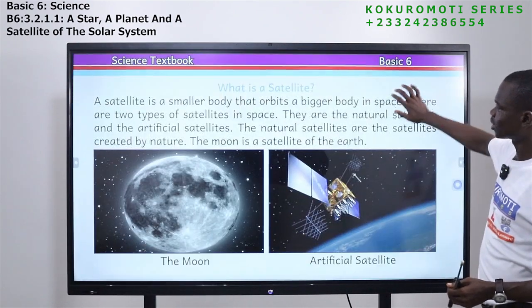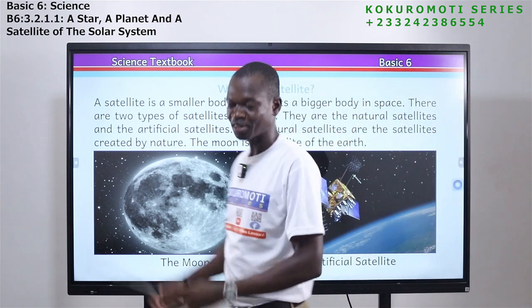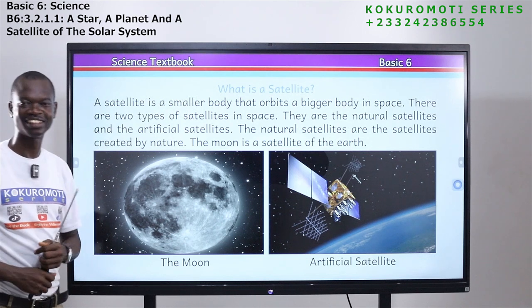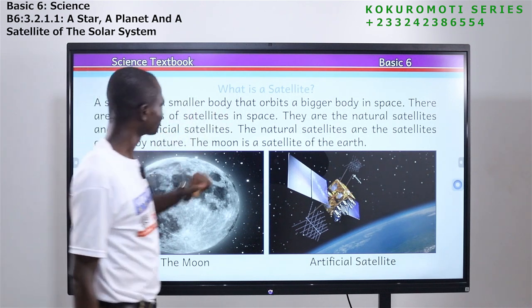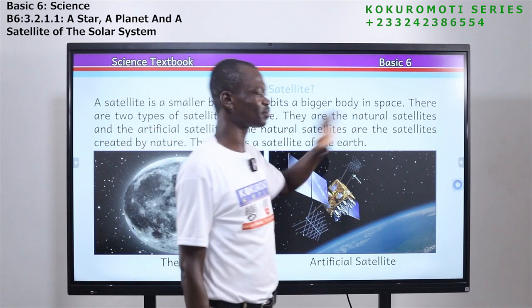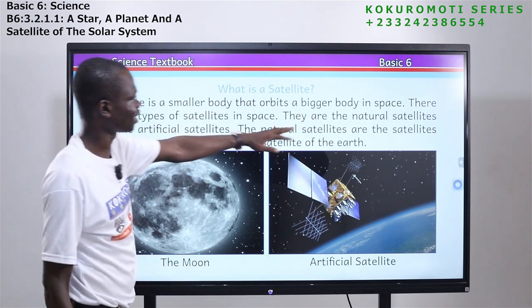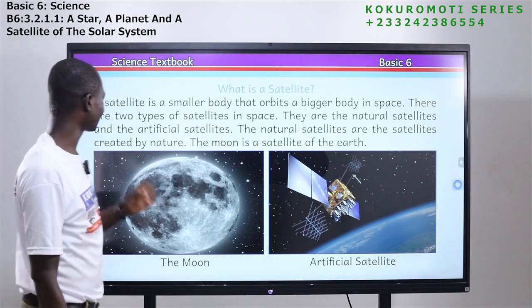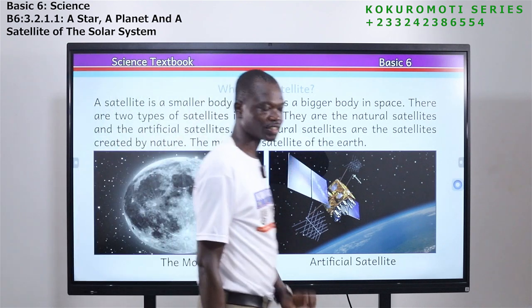Now let's move on to satellites. So we have seen what a star is. We have seen what a planet is. Now let's look at satellites. A satellite is a smaller body that orbits a bigger body in space. There are 2 types of satellites in space: the natural satellites and artificial satellites. The natural satellites are the satellites created by nature. The moon is a natural satellite of the Earth.